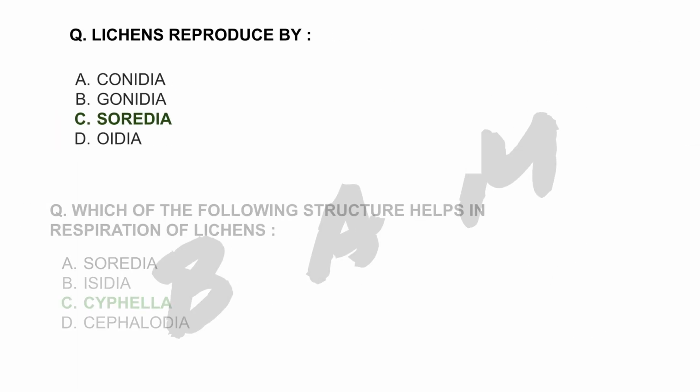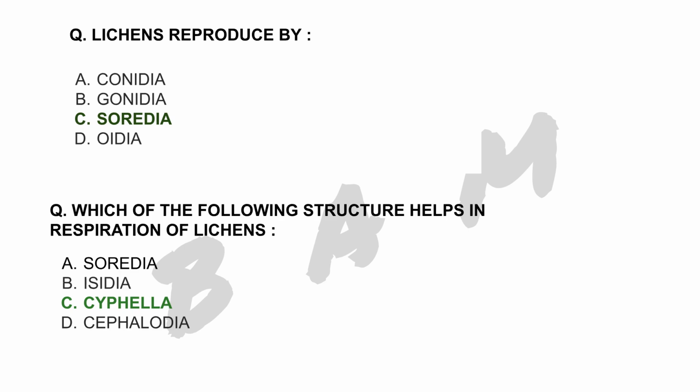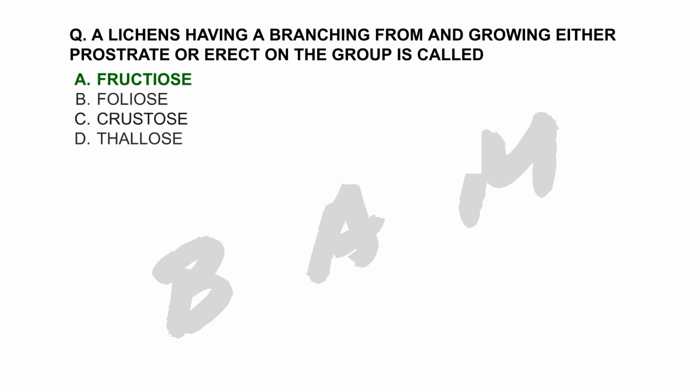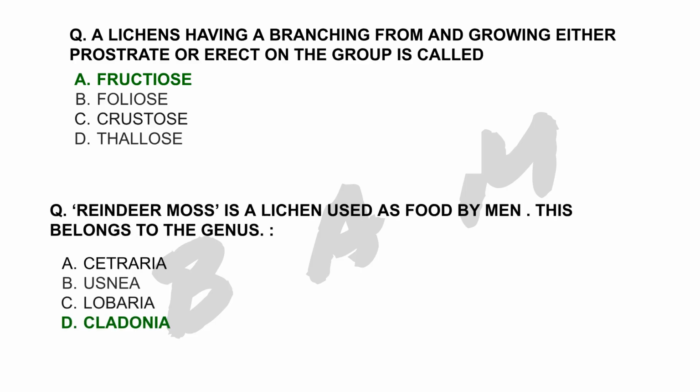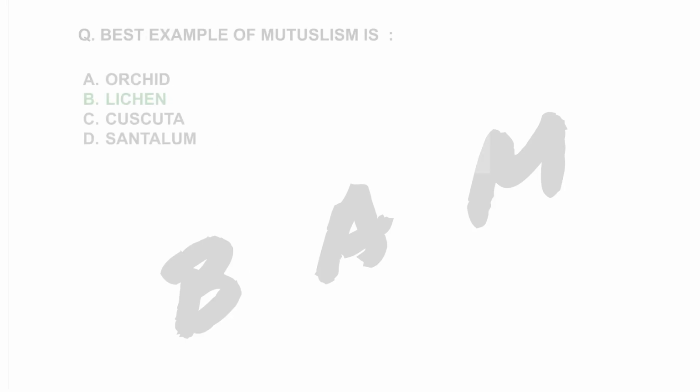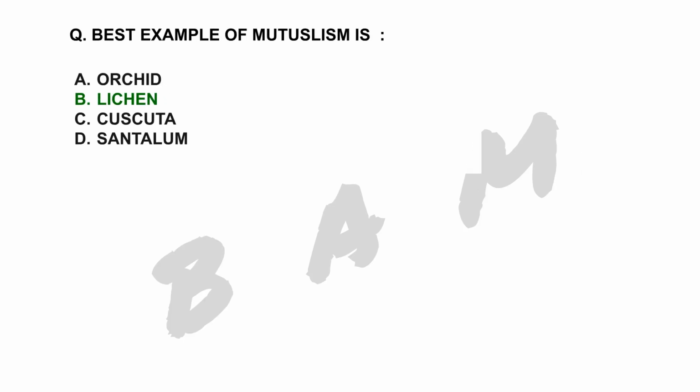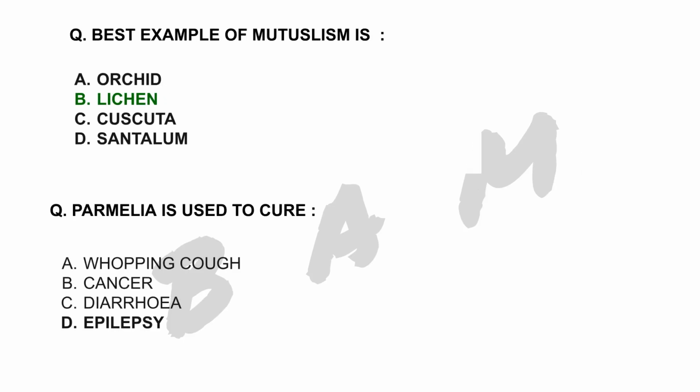Lichens reproduce primarily by soredia. As previously stated, cyphella helps in the respiration of lichens. A lichen having a branching form and growing either prostrate or erect on the ground is called fruticose. Reindeer moss belongs to the genus Cladonia. The best example of mutualism is lichen. Parmelia is used to cure epilepsy.